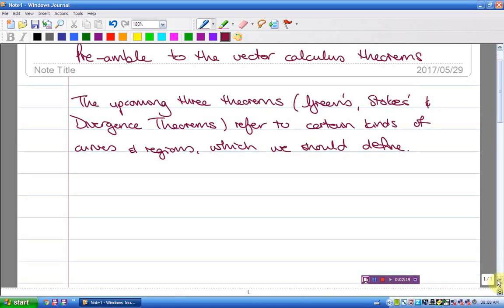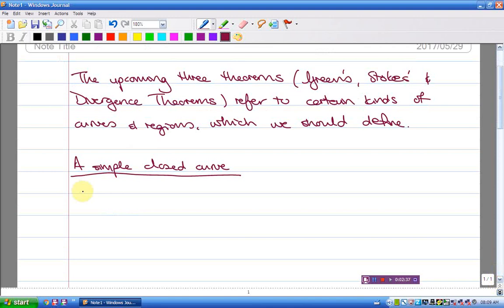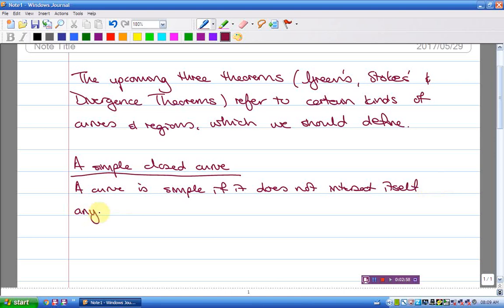Okay, so first of all, a simple closed curve. Some very strange things can happen sometimes with this stylus. Okay, a curve is simple if it does not intersect itself anywhere between its endpoints.